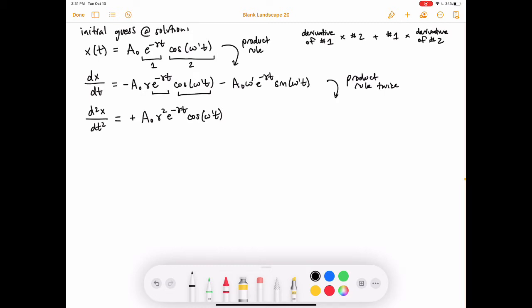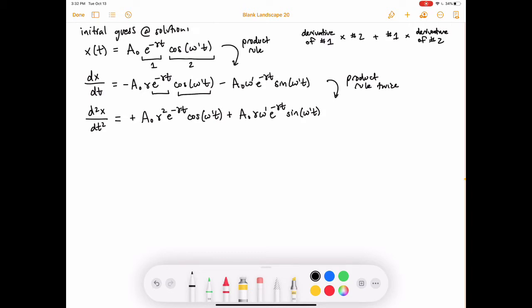Okay, next, we're going to have minus a naught times gamma, constants out front. We're going to take the first term, e to the minus gamma t, and leave it alone. And then we'll take the derivative of the second, which is, again, the derivative of cosine omega prime t. So that cosine function becomes sine. It actually becomes negative sine, so we get a negative sign out front, which cancels with this one, making it positive. And we also get a factor of omega prime coming out to the front.